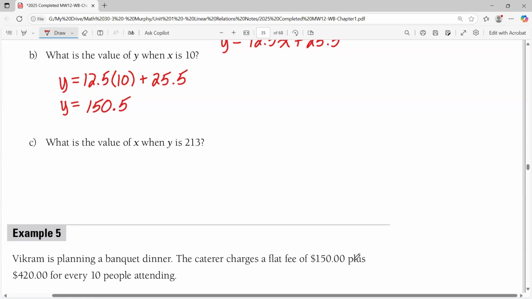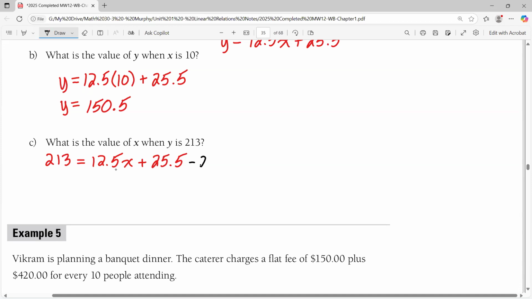Okay, C, a little bit of a tougher one here. It says, what is the value of x this time? So we're going to do some rearranging when y is 213. So 213, 12.5, x, and plus 25.5. Okay, our first step here, if you want to solve for the x, you have to get rid of this piece first. You have to get the number that has the x attached to it all by itself. Okay, so any of this other stuff you got to get rid of first.